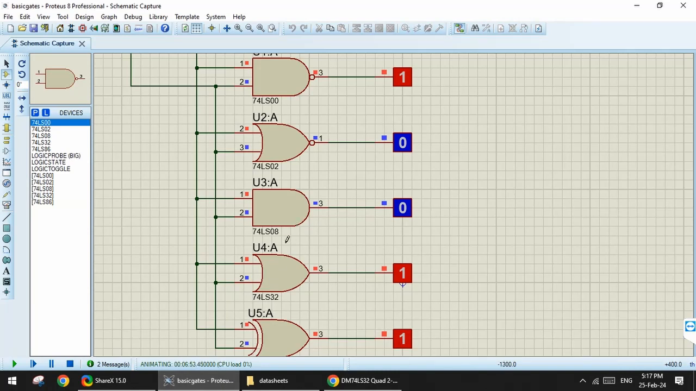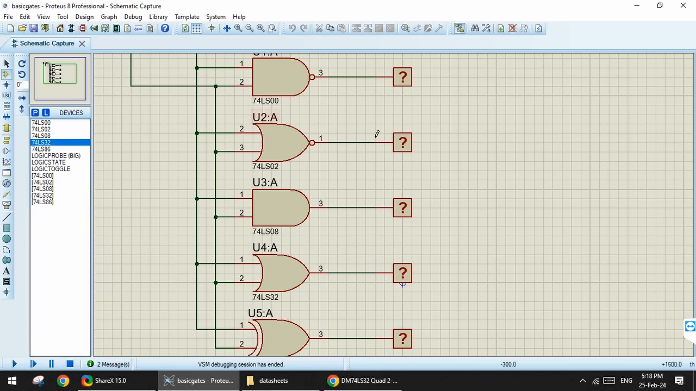So you can see over here that you have U4A and 74LS32. If I place another OR gate, let me select another OR gate and click it. Another thing, you have to first stop and then click to place an element. Let me just bring this down.